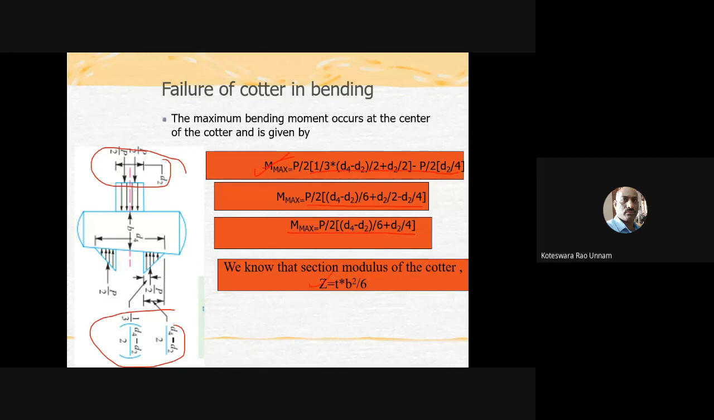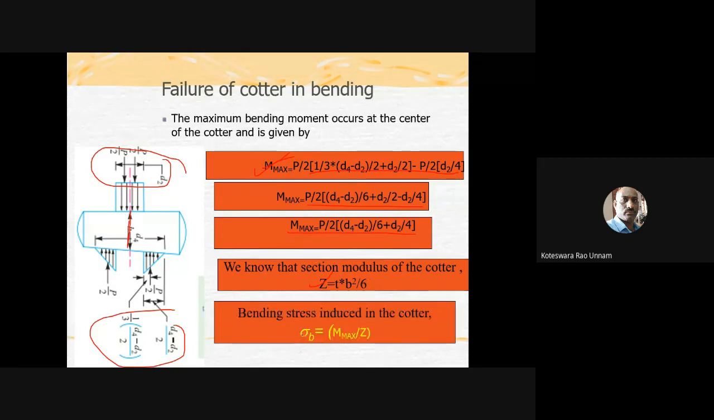Then the Z formula we know, that is BD square by 6, but here it is TB square, because the bending is in this direction, so you have to take the formula in reverse way. TB square by 6 is going to be the section modulus. So from that you can calculate the bending stress. For that you should use this formula. I think that is there in your data book also. No need to remember all these things, but I just explain the procedure of how you get these formulas.